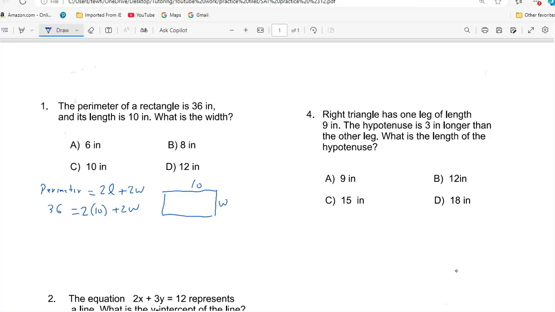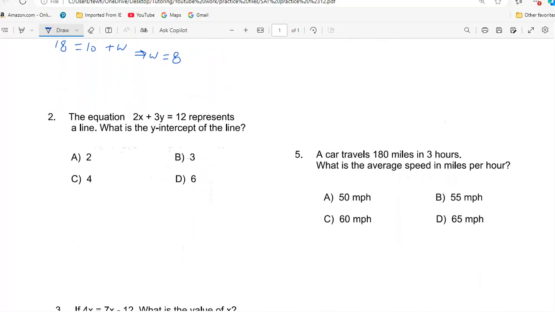You can simplify this equation if you divide both sides by 2, so you're going to get 18, right? Equal, if you divide 2 times 10 by 2, you get just 10. Divide 2w by 2, you get w. Now you subtract 10 from both sides, you get the width w equal to 18 minus 10, which is 8. So the answer is B. Okay, so you have to remember the formula for the perimeter of a rectangle is 2 times the length plus 2 times the width. For the second one, you can give it a try.